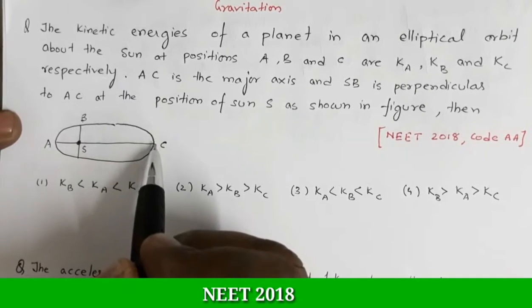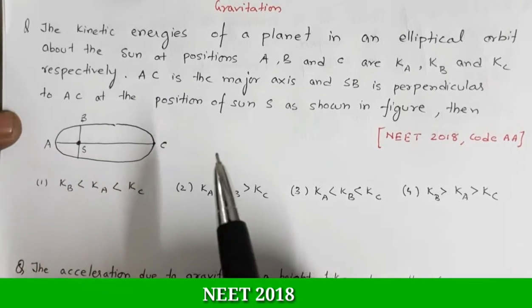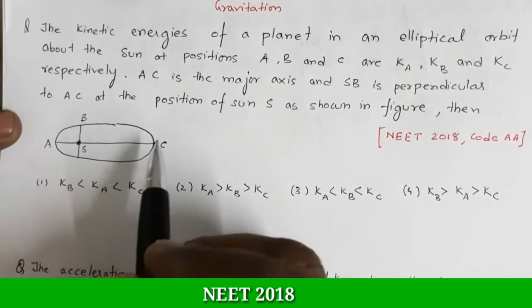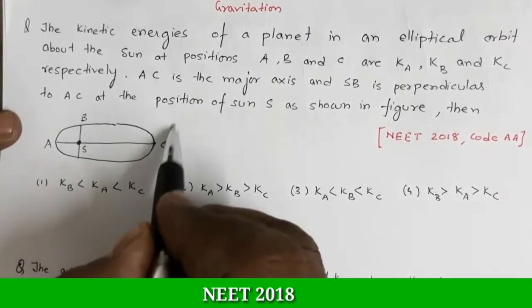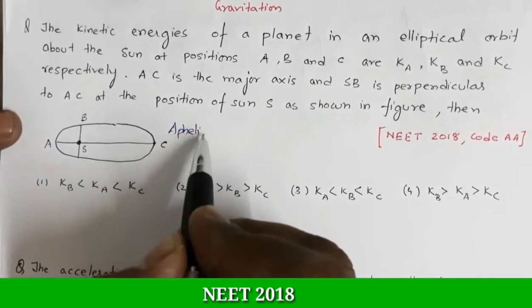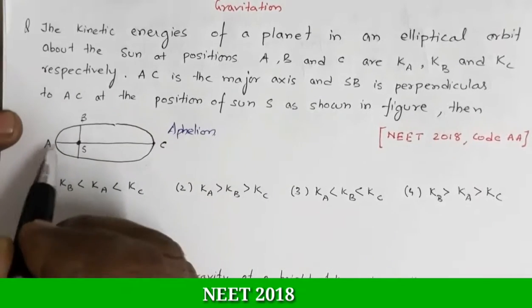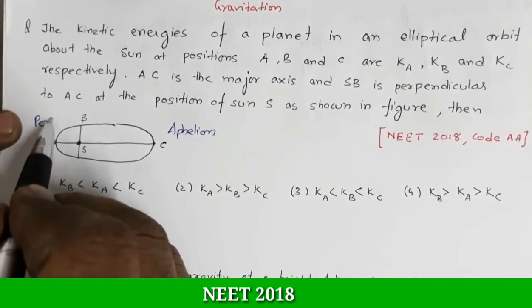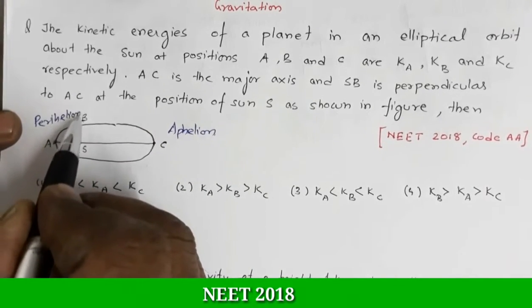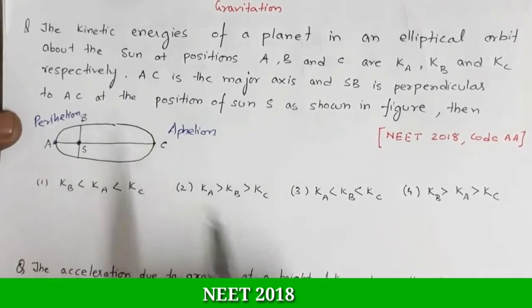Now as we know, the farthest position in an elliptical orbit is called aphelion. So this is aphelion, and the nearest position is called perihelion. So this is the nearest position and this is the farthest position.